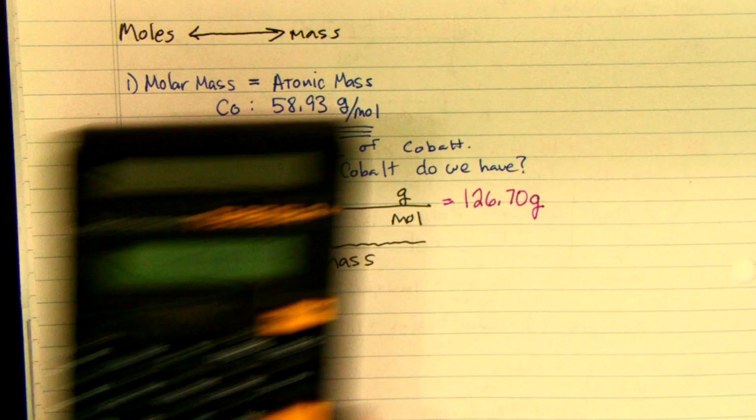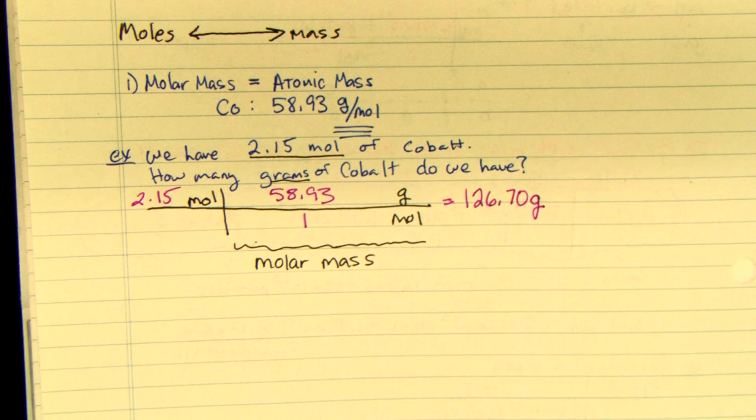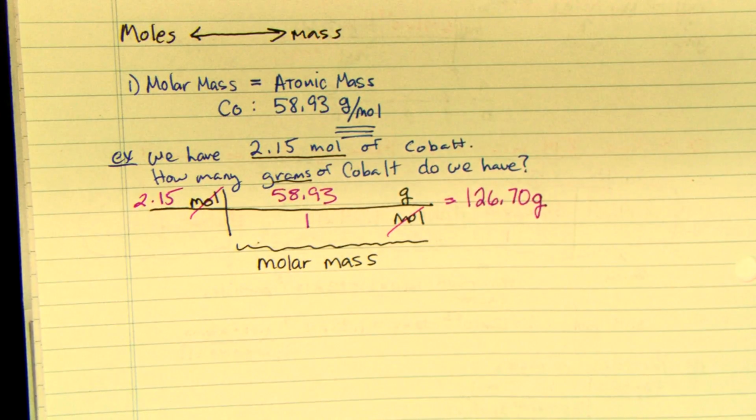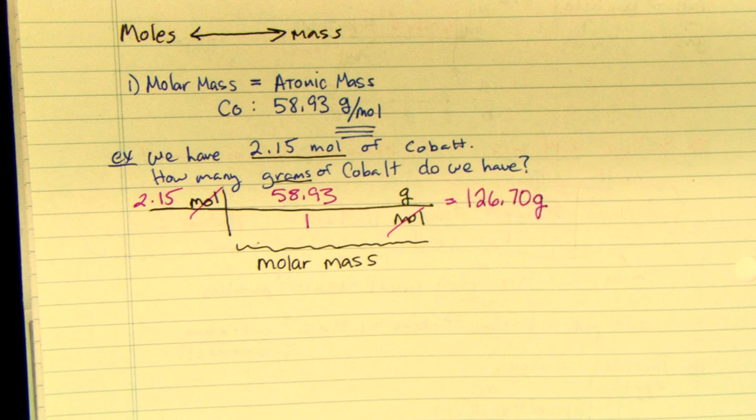So when we have that 2.15 moles of cobalt, all we do is set up the unit analysis. The moles are going to divide out. I'm going to be left with grams. We're going to be good to go. And we have to use this idea of molar mass, which is just the atomic mass. Because what are they all based off of? Carbon 12. Carbon 12 is your friend on this guy.